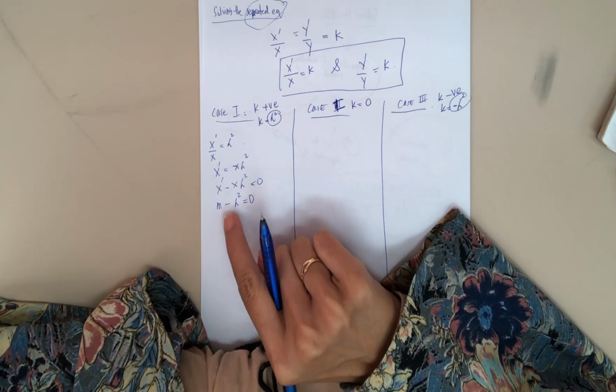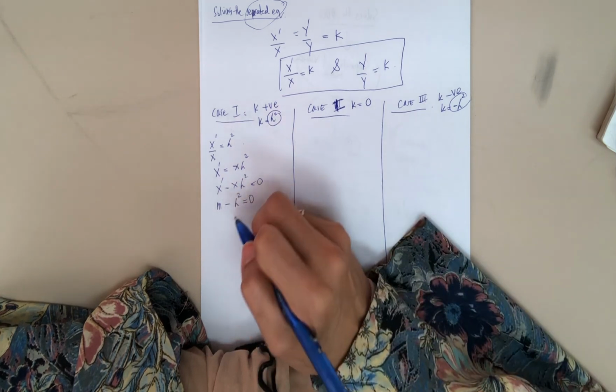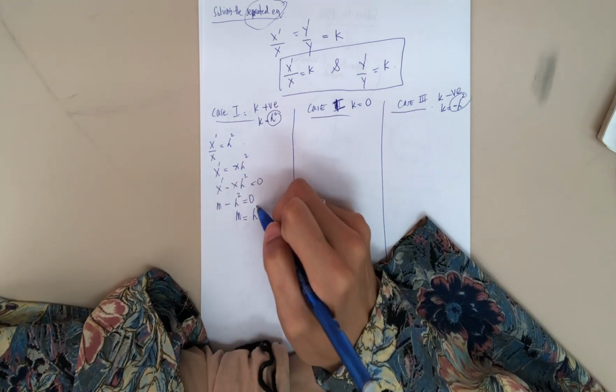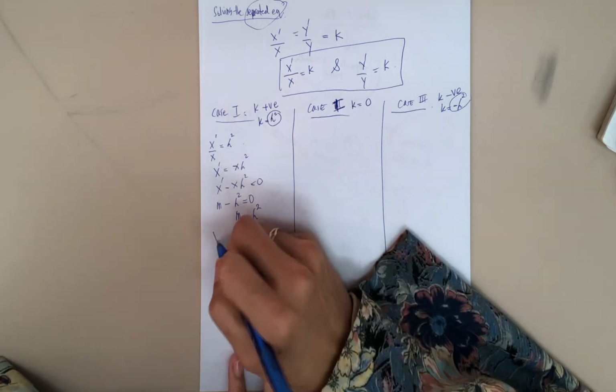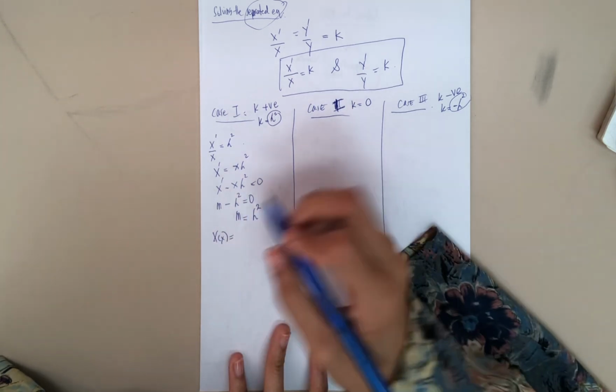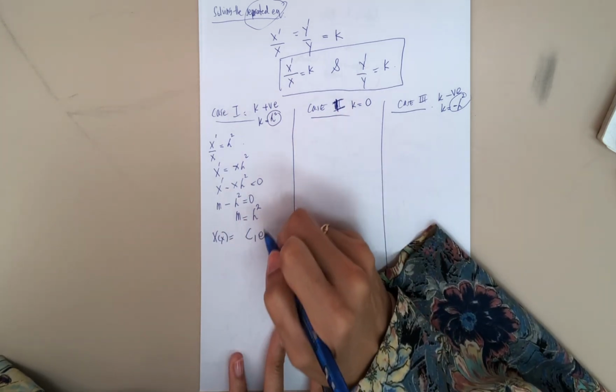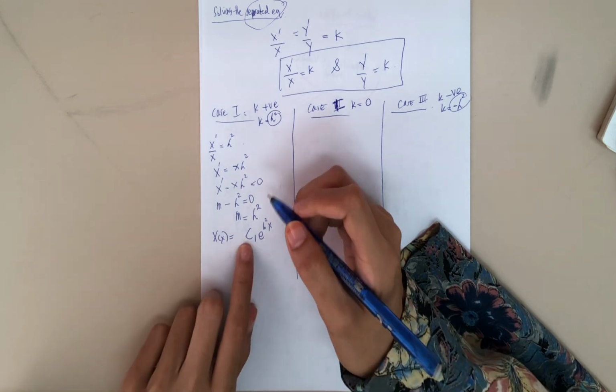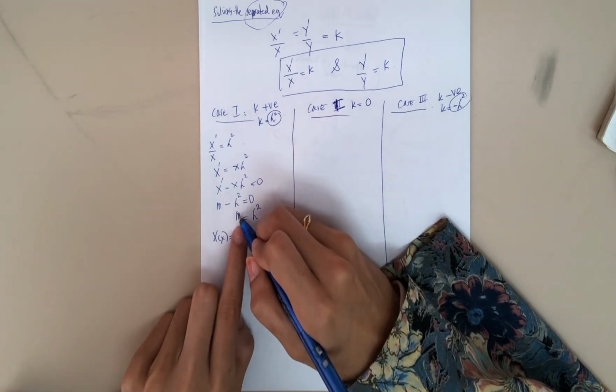So m minus lambda square. Therefore, what is your m? Your m here is lambda square. So what is your x equation? C1 e to the lambda square x. Only C1, because your m is only 1.